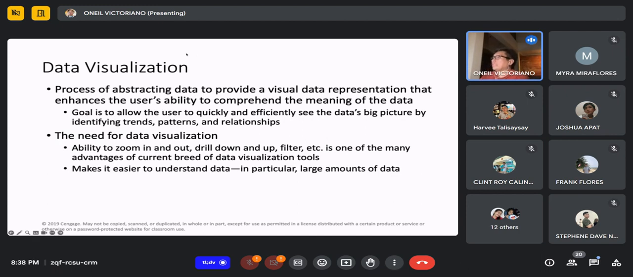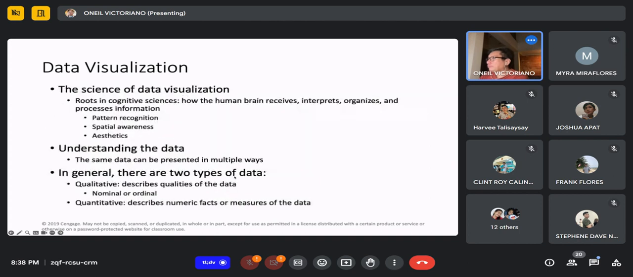So basically, it's the process of abstracting data to provide visual data representation to enhance users' ability to comprehend the meaning of data. So the goal is to quickly and efficiently see the data's big picture by identifying trends, patterns, and relationships. So there's a need for data visualizations to zoom in and out, drill down or up, filter. One of the advantages of different data visualization tools is to more easily understand the data.